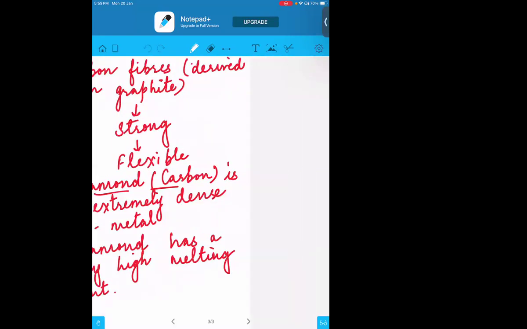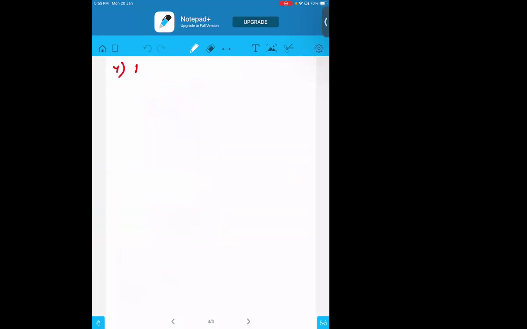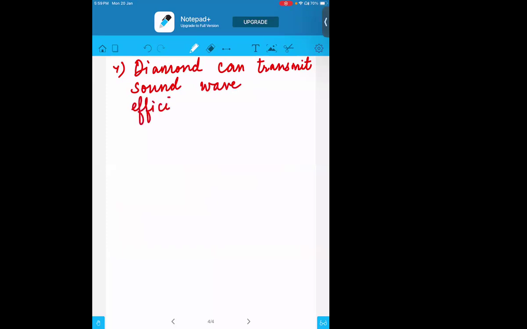Then the seventh one: non-metals do not produce sound when struck. Whenever they are struck, they do not produce any kind of sound. But if we talk about diamond, it can transmit sound waves efficiently. If you place a diamond somewhere, sound can travel through it easily, so it acts as a source of transmission of sound. Whereas the other non-metals do not create any kind of sound when they strike any other surface.